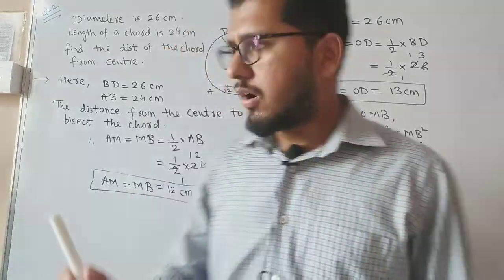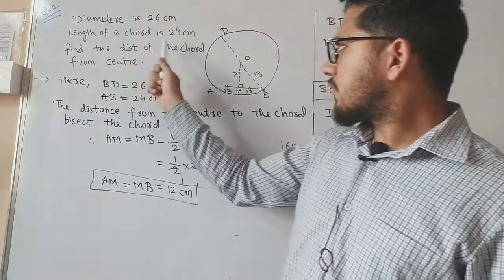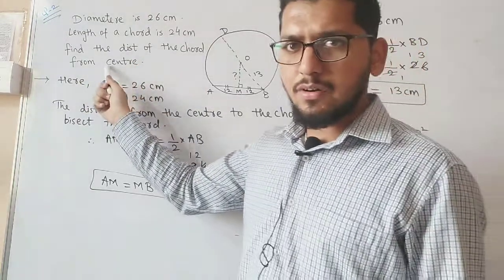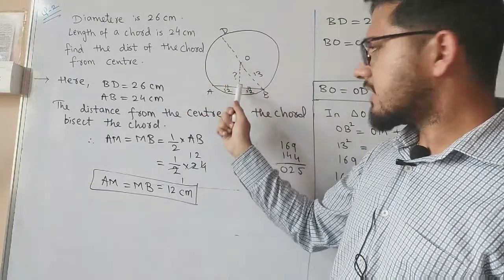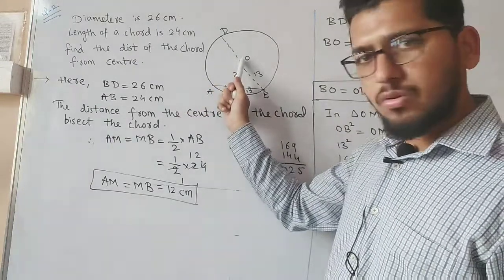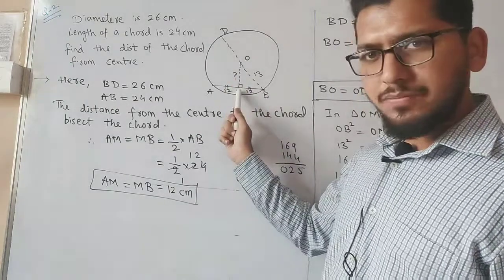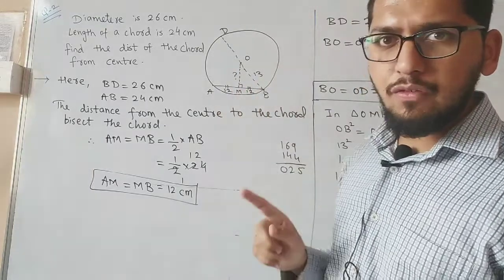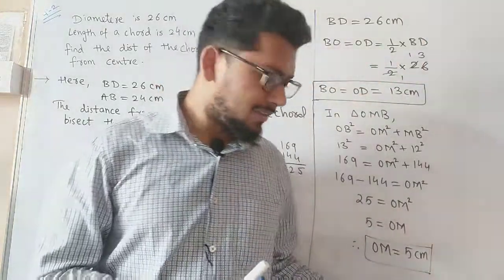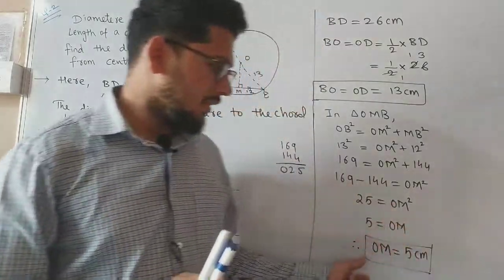So here we have got the length. What was left in the question? Find the distance of a chord from the center. Therefore here the distance of a chord from the center is OM. Here O is the center and M is the point on the chord. So OM is the distance from the center to the chord. We have got the value of OM here, it is 5 centimeter. So the answer is complete here.